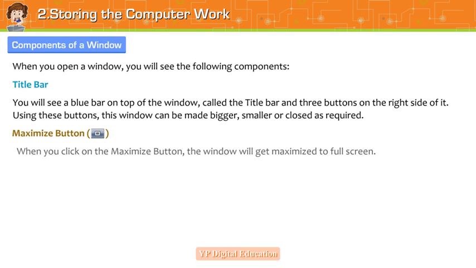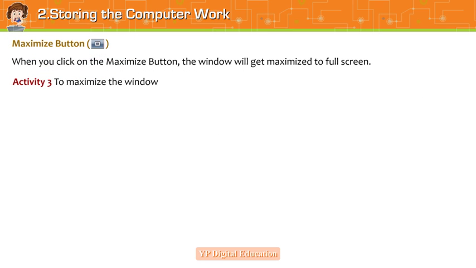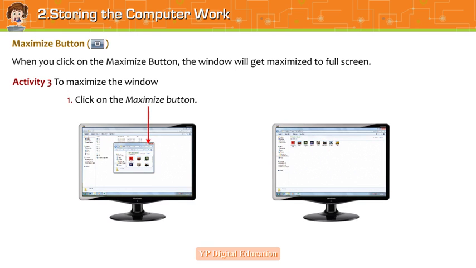Maximize button. When you click on the maximize button, the window will get maximized to full screen. Activity 3. To maximize the window. 1. Click on the maximize button. The window will get maximized to cover the full screen.